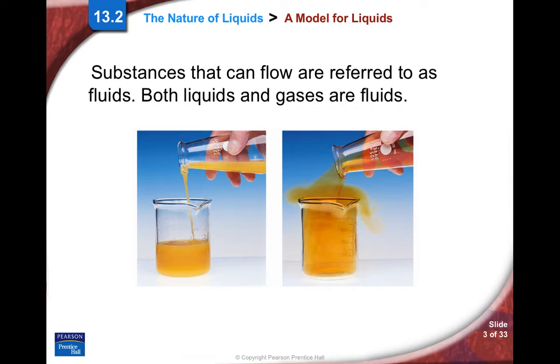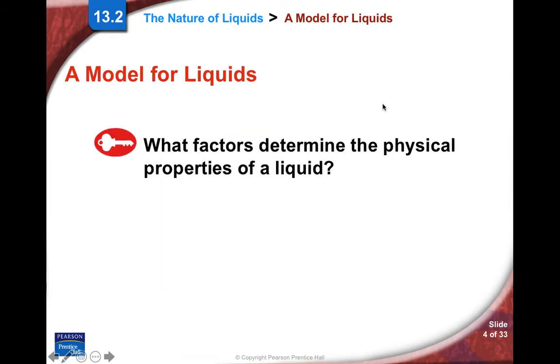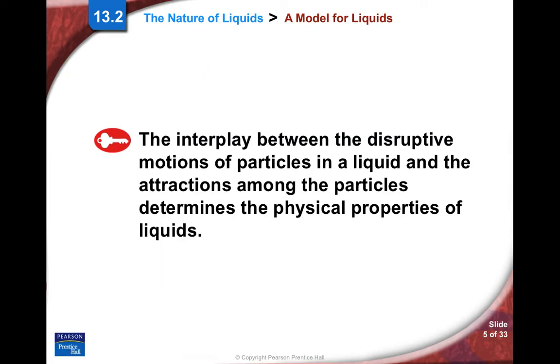substances that flow are called fluids. So whether it's a liquid like the left or a gas, as in the right, they're both fluids. So liquid, gas, liquid state, gaseous state, they all are grouped under fluids. The properties of a liquid are going to be determined by those intermolecular forces and how much motion the particles have. Those are the two things that make something from a solid into a liquid.